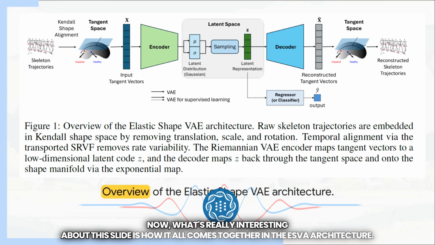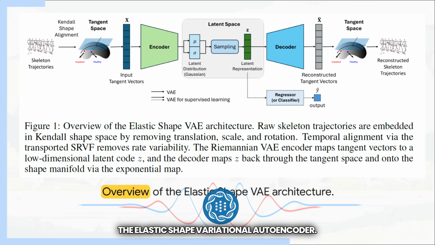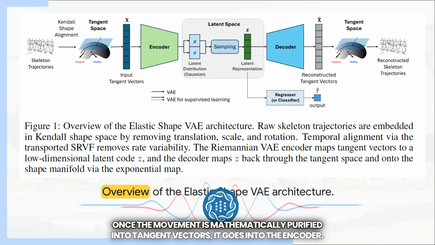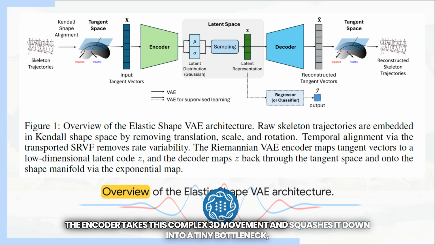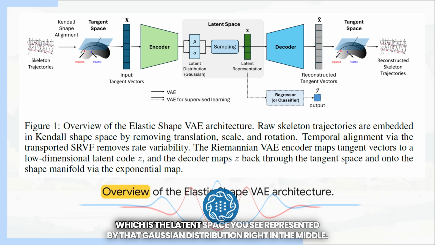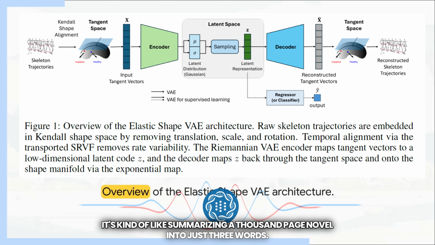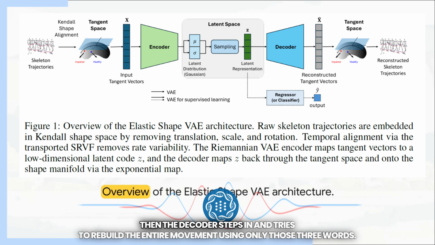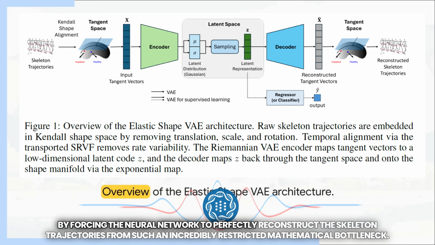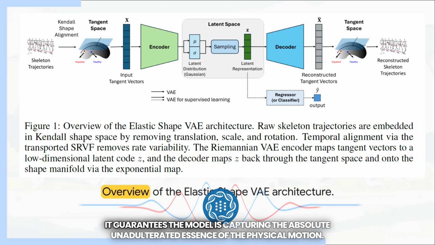Now, what's really interesting about this slide is how it all comes together in the ES-VAE architecture, the Elastic Shape Variational Autoencoder. Once the movement is mathematically purified into tangent vectors, it goes into the encoder. The encoder takes this complex 3D movement and squashes it down into a tiny bottleneck, which is the latent space you see represented by that Gaussian distribution right in the middle. It's kind of like summarizing a 1,000-page novel into just 3 words. Then the decoder steps in and tries to rebuild the entire movement using only those 3 words. By forcing the neural network to perfectly reconstruct the skeleton trajectories from such an incredibly restricted mathematical bottleneck, it guarantees the model is capturing the absolute, unadulterated essence of the physical motion.